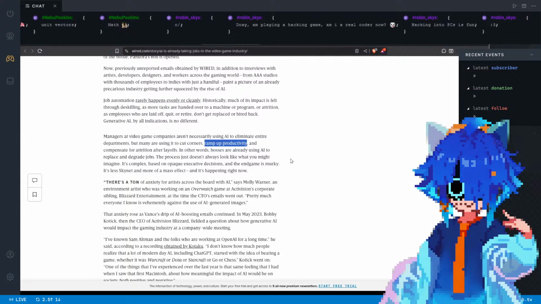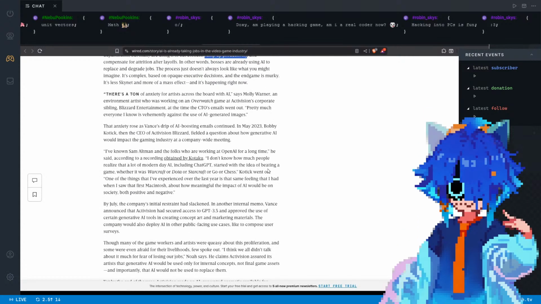It's complex, based on opaque executive decisions, and the endgame is murky. It's less Skynet and more a Mass Effect, and it's happening right now.